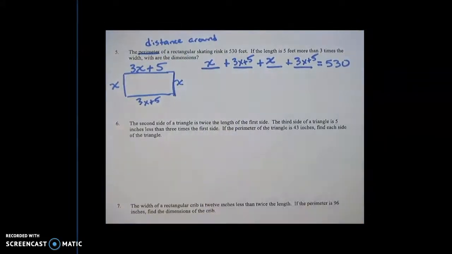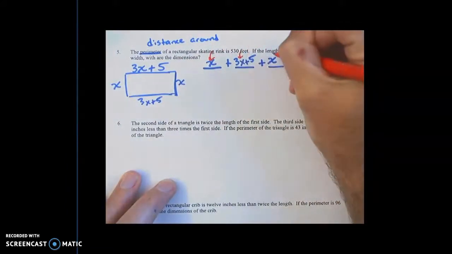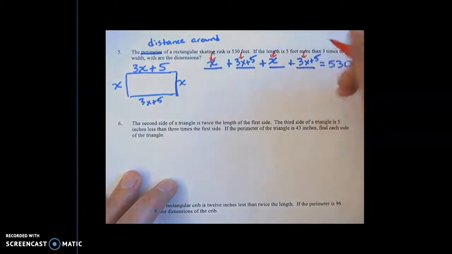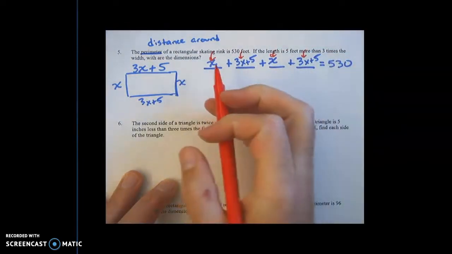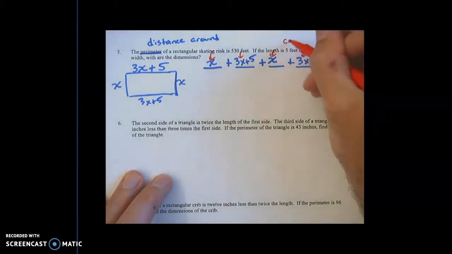x plus 3x plus 5 plus another x plus another 3x plus 5 equals 530. It might look long, but it's not a very complicated equation to solve. What you'll notice is we have a lot of x's. We have an x here, an x here, an x here, and an x here. And all of them are on the left-hand side of the equal sign. So when they're on the same side, we can just combine our like terms.